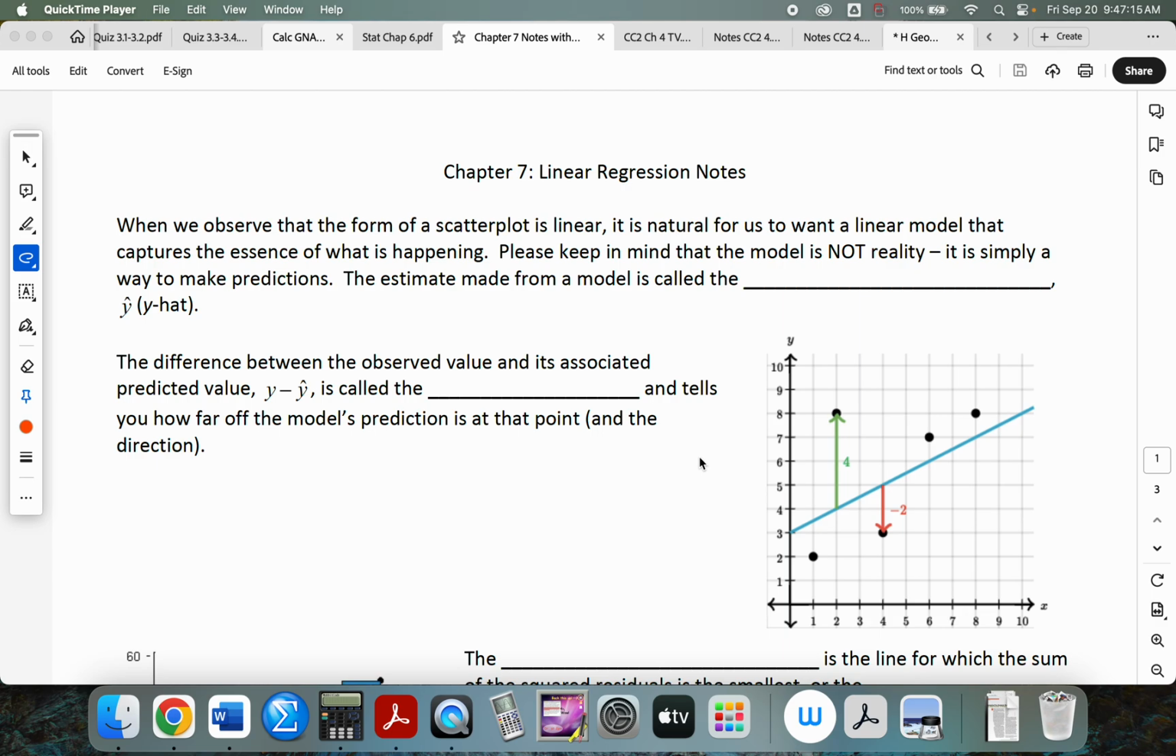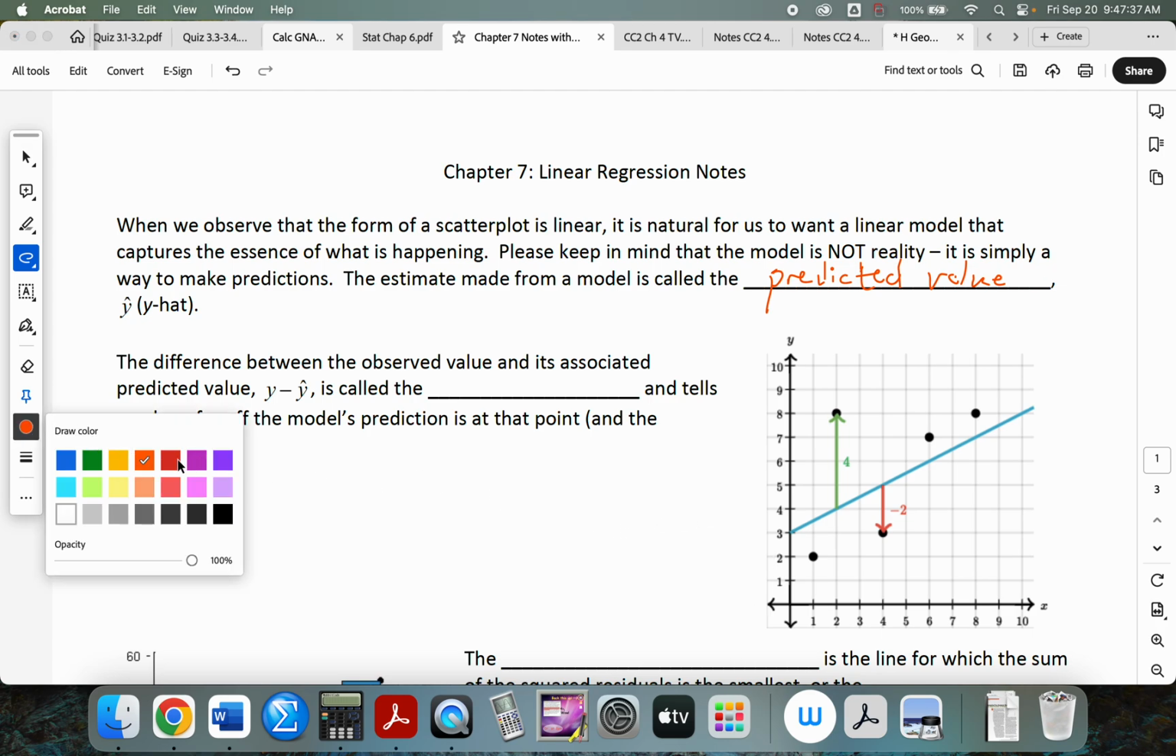the estimate made from the model is called the predicted value. And the symbol for the predicted value is this y with a little hat. It's called y hat.